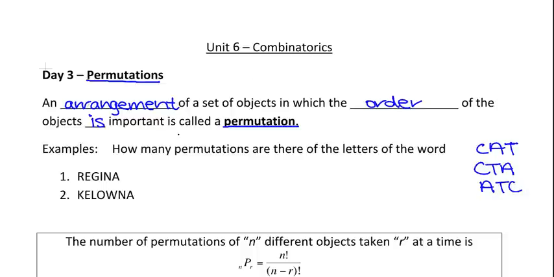So how many permutations or arrangements are there of the letters of the word Regina, for example? You could do this question the same way that we did in day 1. We have 6 spots to fill, 6 letters to go in the first spot, then 5, 4, 3, 2, 1. And we can multiply, and you see that we end up with just 6 factorial. So I'm going to leave the answer just like that. Kelowna, we have 1, 2, 3, 4, 5, 6, 7. So we have 7 factorial.